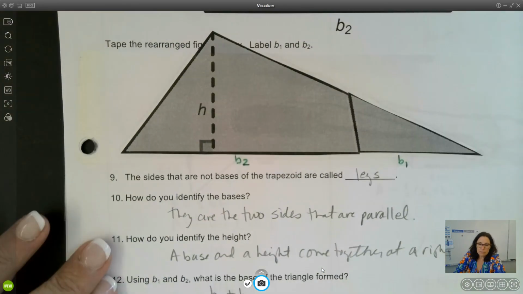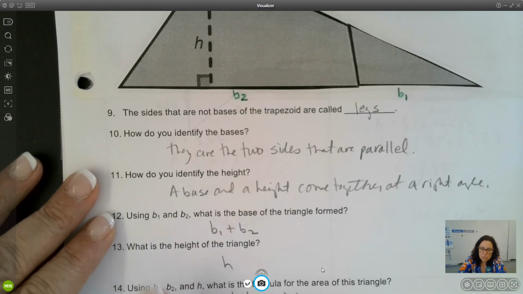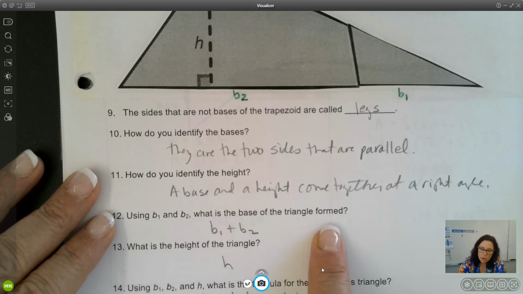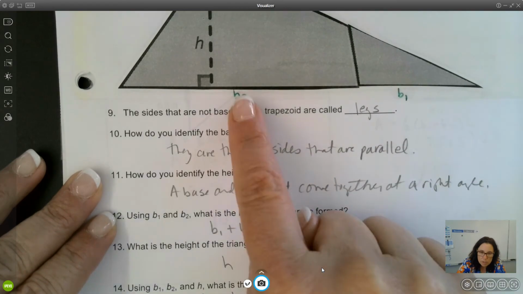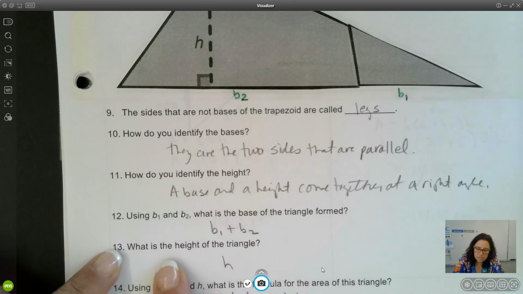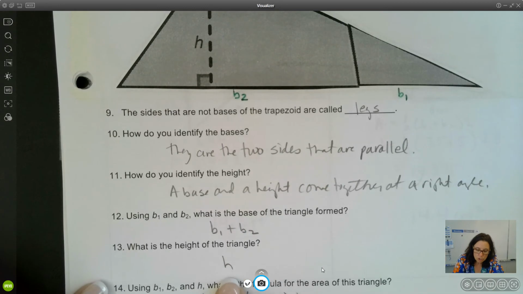All right, let's start building the formula for a trapezoid. Using B1 and B2, what is the base of the triangle formed? This whole base is base 1 plus base 2. What is the height of the triangle? H.